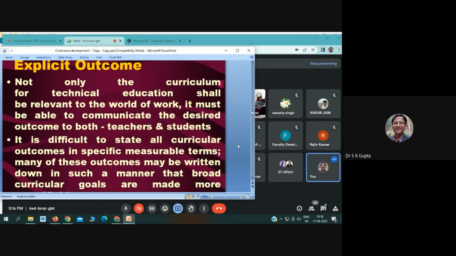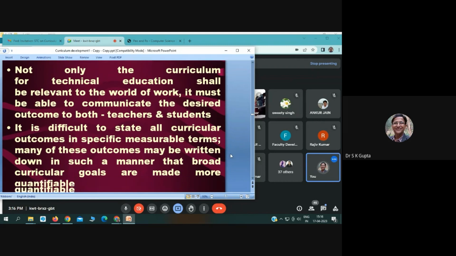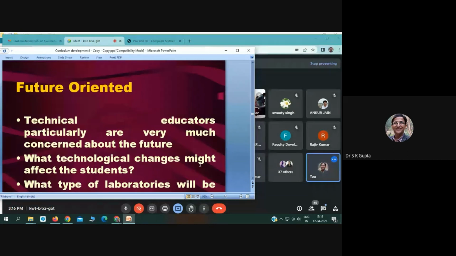Because a teacher must know why he is teaching a subject, why he is teaching those contents to the students. Then students must know why they are studying those contents. And even the employer should know what contents have been taught to the students, what learning outcomes, what learning experiences have been given to the students, so that they can expect those things from the students. So our curriculum should give explicit outcomes.